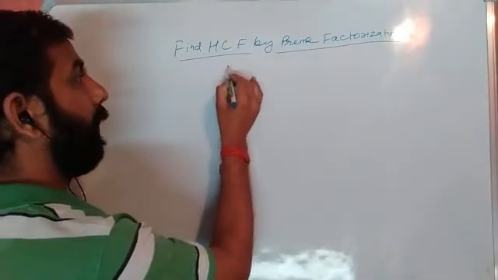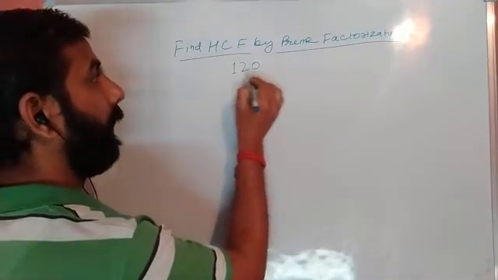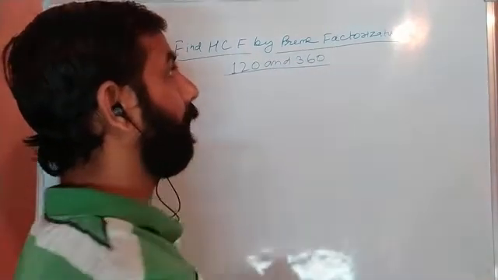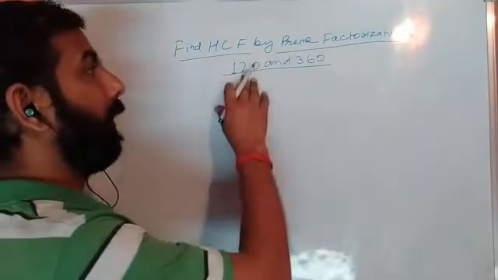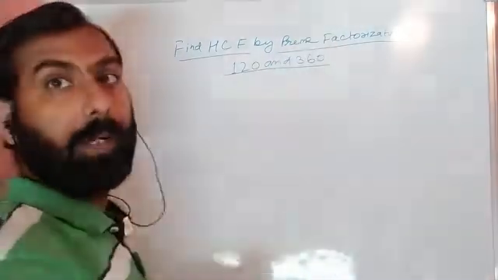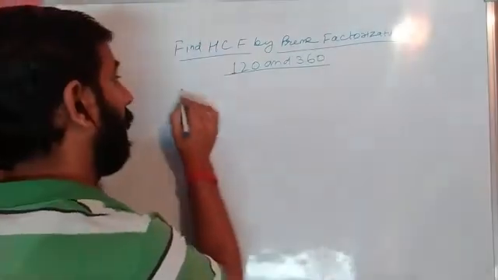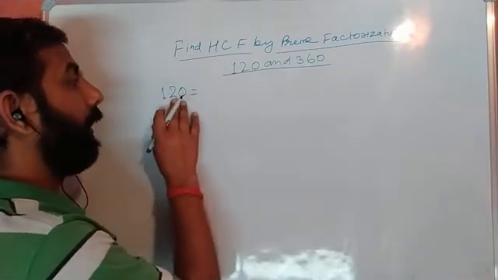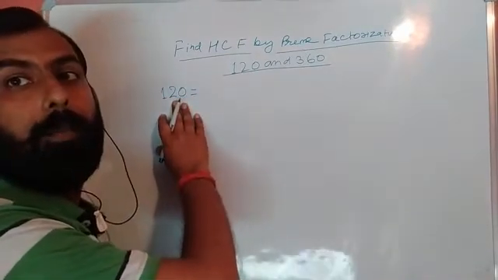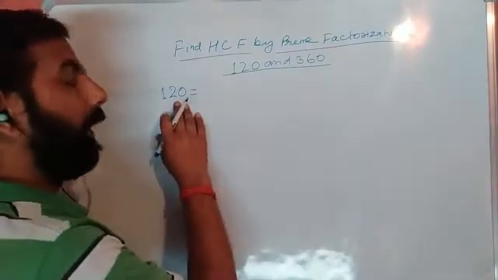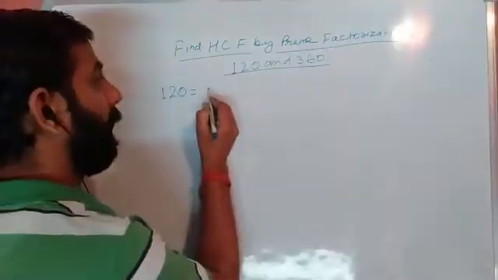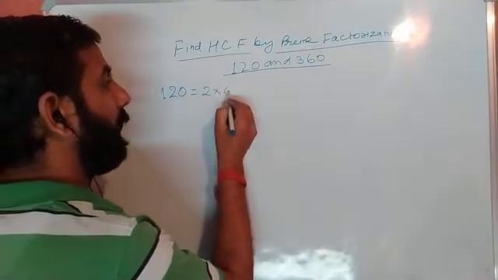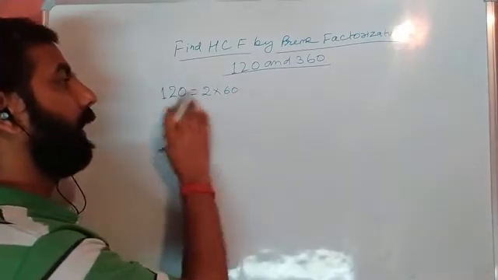Let us take the example of 120 and 360. We have to find the HCF of 120 and 360 by prime factorization. How can we find it? First we have to write 120. Now we will divide this 120 by a prime number. The smallest prime number is 2. We will divide by 2 and we will get 60. 2 into 60 is 120.